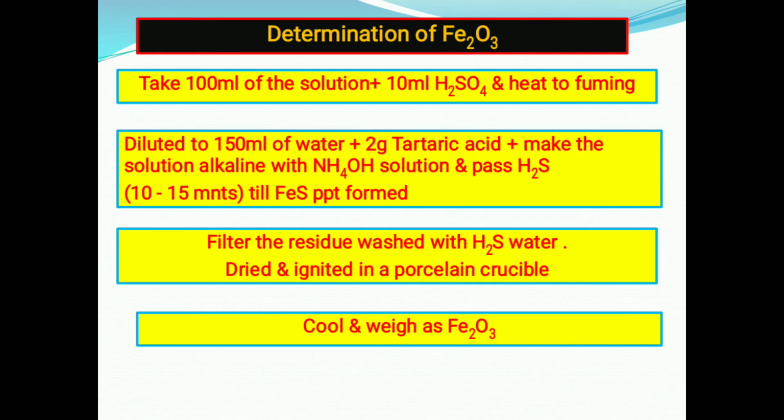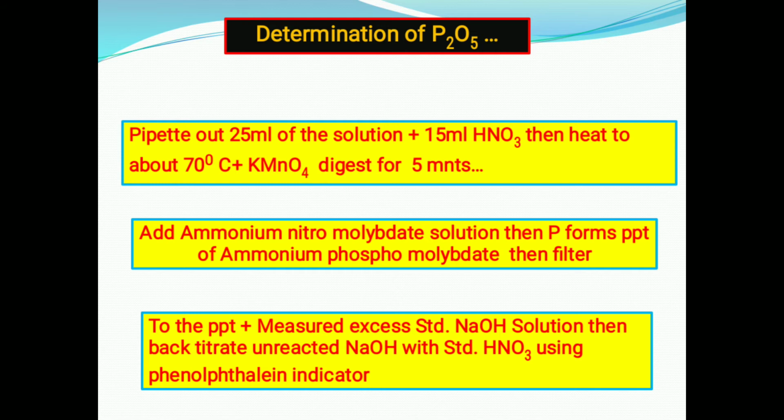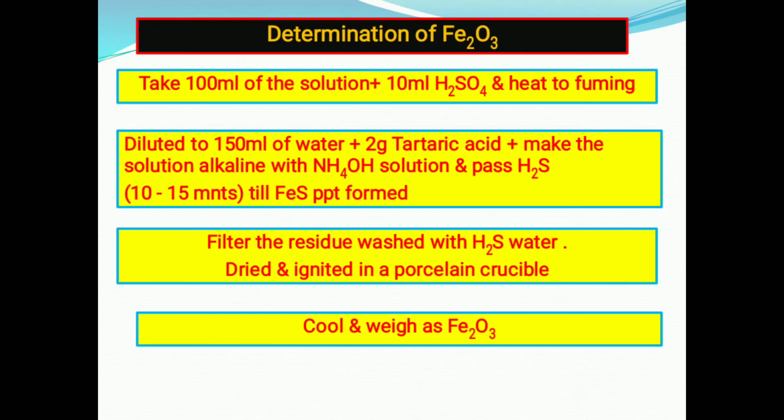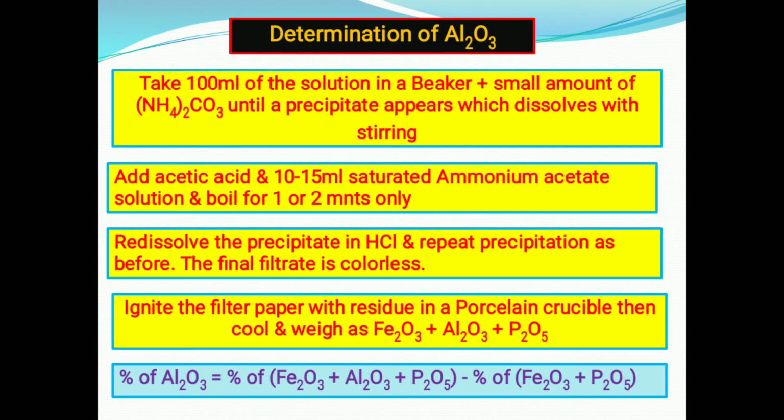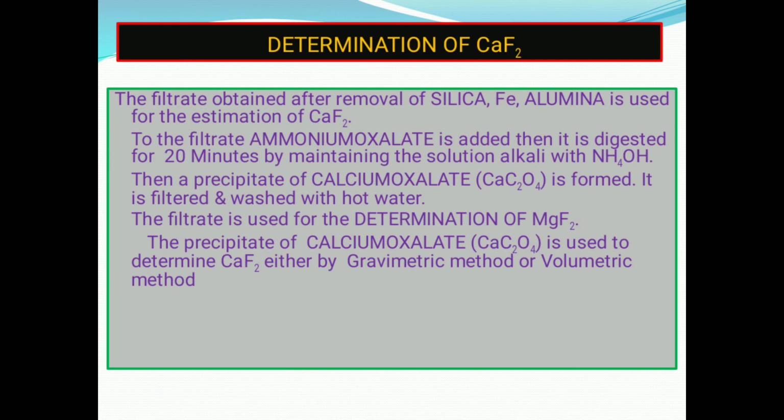in this slide. And determination of P2O5. So you know the percentage of P2O5 here and percentage of Fe2O3 here. So you know this value, and here you can get this value, so that the percentage of alumina can be obtained by the subtraction of these two values. Okay, so this is the procedure to determine alumina present in this sample.